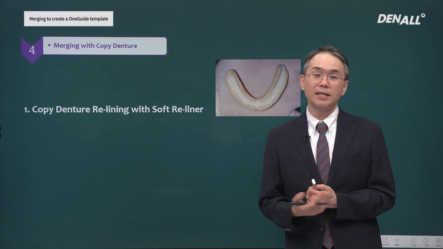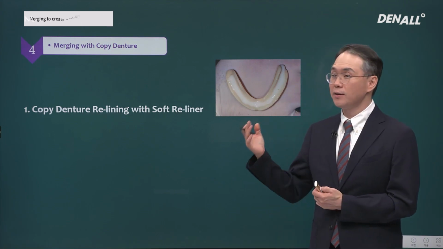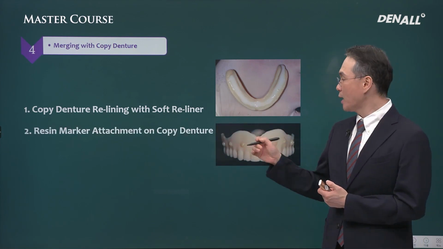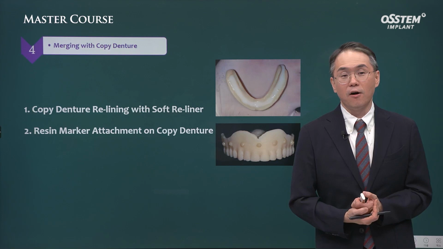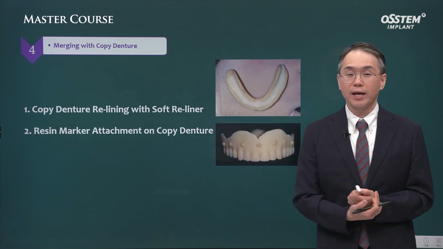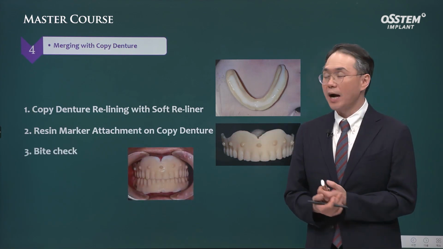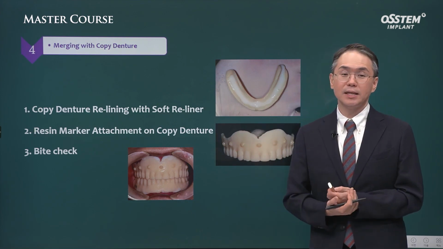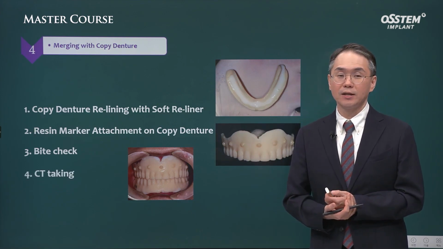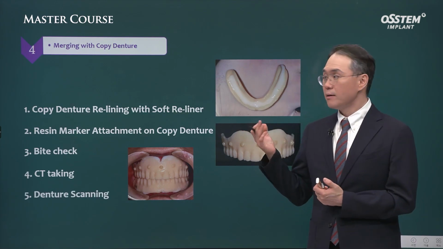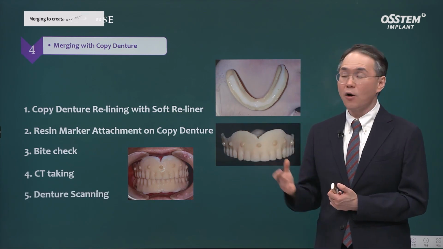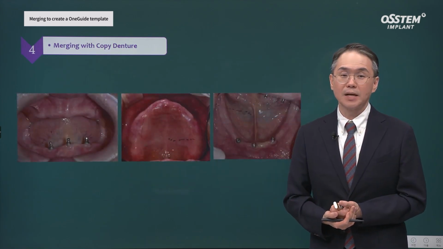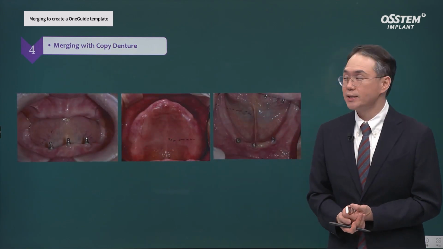You can either use a soft reliner or light body impression material and take an impression. And on the exterior side, you add a resin bowl or radiopaque marker. You position it within the patient's oral cavity, take a bite, and take a CT. Finally, you scan the copied denture with radiopaque marker once again. By looking at a case, you'll be able to better understand.